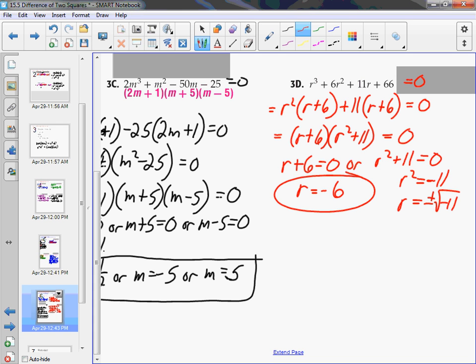Now, I feel like I need to tell you this. Actually, every equation has the same number of solutions as the last exponent on the variable. Trouble is, some of those solutions are imaginary. That's what's going on here on 3D. There's actually 3 solutions. Negative 6, positive square root of negative 11, and negative square root of negative 11. Trouble is, positive and negative square roots of negative 11 are not real numbers.